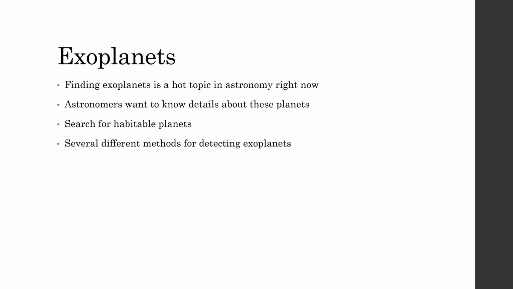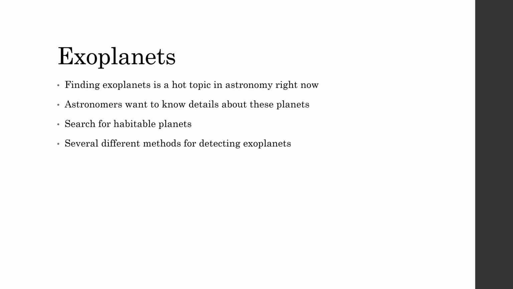And for the last 20, 25 years or so, finding exoplanets has been a really hot topic. It's one of the biggest fields in astronomy these days. And astronomers want to know a lot of details about these planets. Part of this is motivated by the search for habitable planets. Can these planets be lived on? What are they like? What are their atmospheric characteristics, and what are they made of?